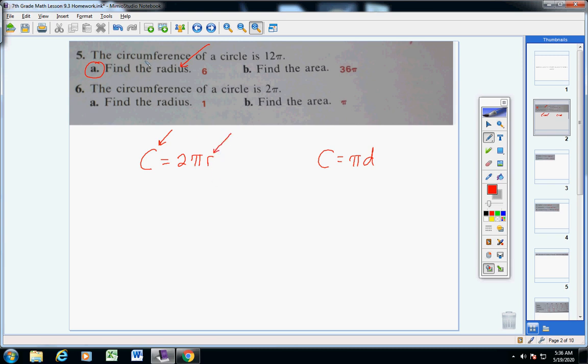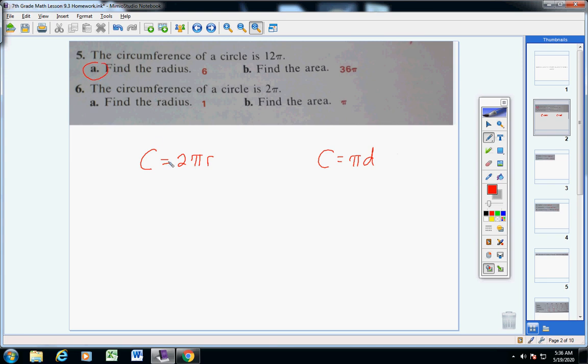Radius, and that's what we're looking for. They give us the circumference, and we're trying to find the radius. Now, Mr. Earhart, what about part B over here? We're going to find the area. Well, let's worry about that later, okay? Alright, so first of all, part A, find the radius.